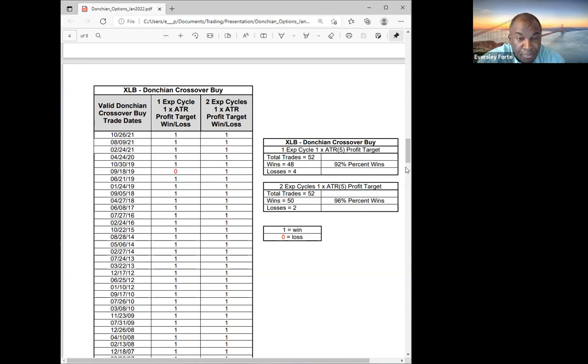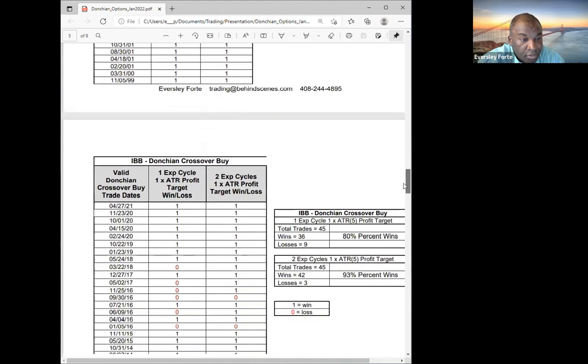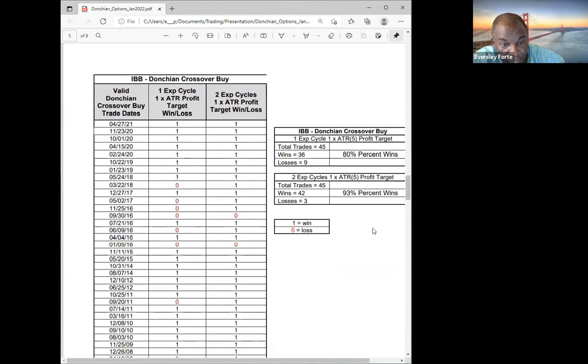So you're tying up capital for no good reason. But here's an example of IBB. Here's the difference in 1 expiration cycle and 2 expiration cycles. You allow 2 expiration cycles worth of time with 93% wins. If you only go 1 expiration cycle, you're 80% wins and way below our threshold.